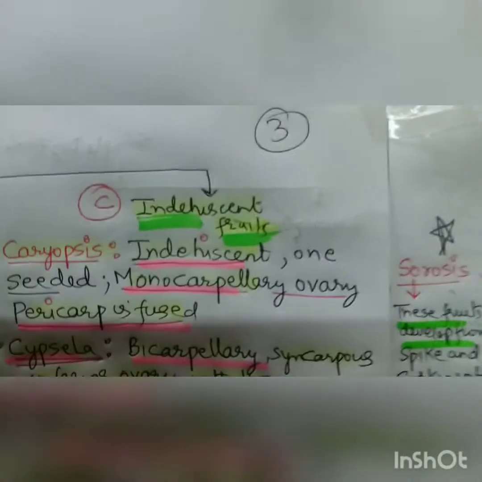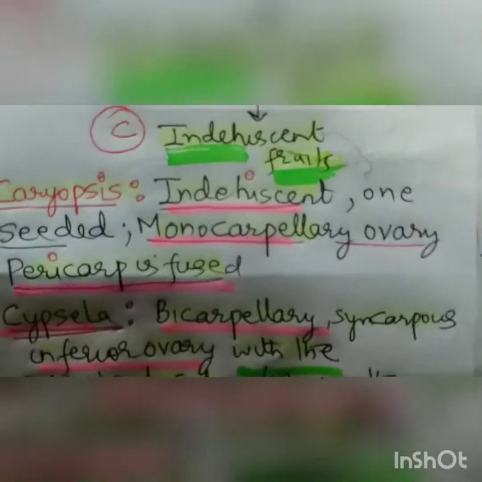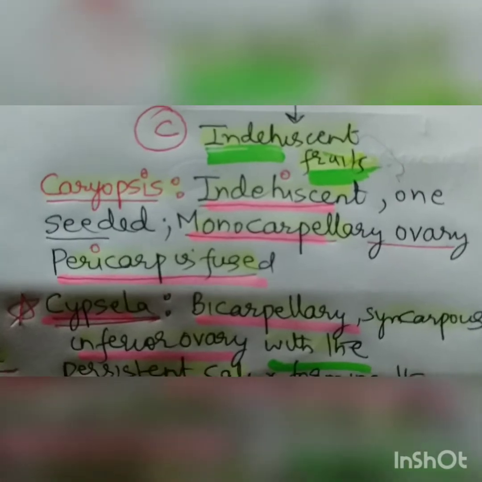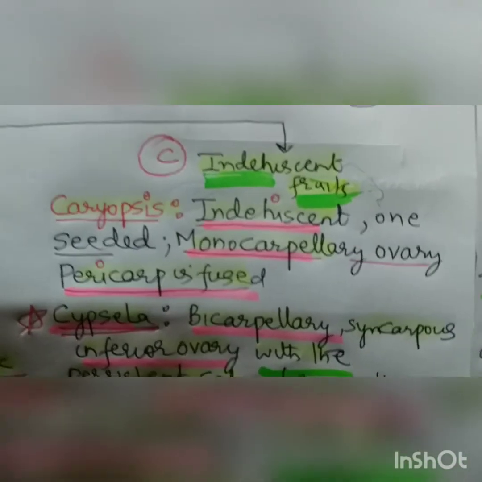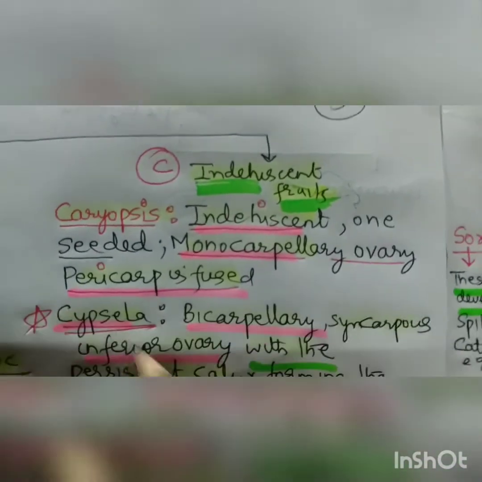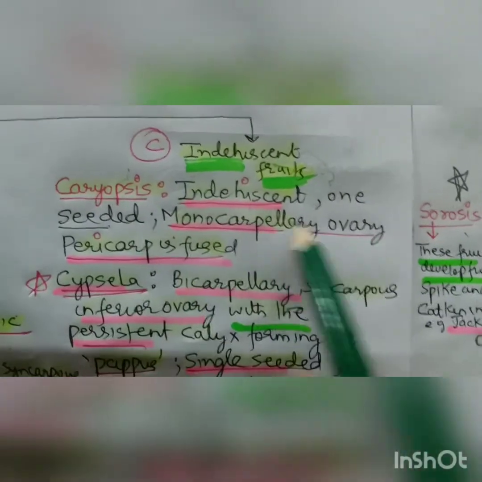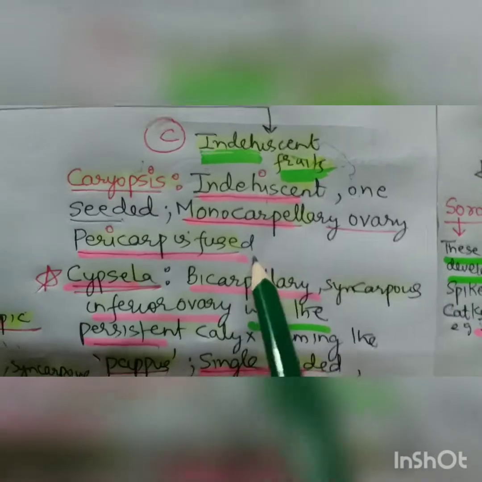Now I am coming to the third type, that is the indehiscent fruits. Very important. We did this when we did the family Umbelliferae. We did when we did the cultivation of wheat, rice and maize. Caryopsis is the fruit. Indehiscent, one-seeded, monocarpellary ovary, and pericarp is fused.